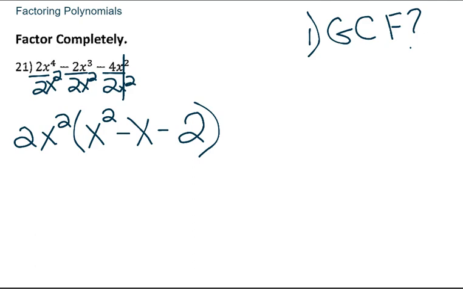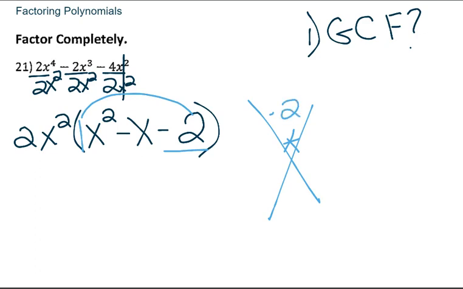So now that I have taken out the GCF, I last need to see if what is left in the parentheses can be factored any further. In order to do that, we have been using in class the X box. So we are looking to see if two numbers can multiply to a times c, which would be negative 2, and add to the b, which is negative 1.